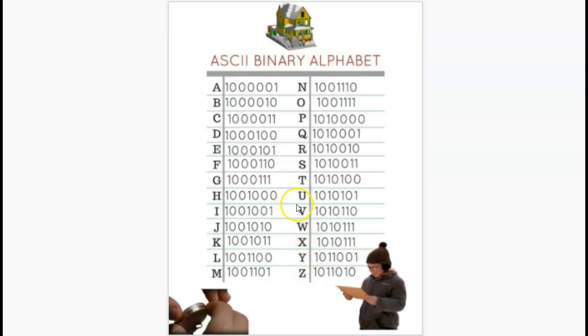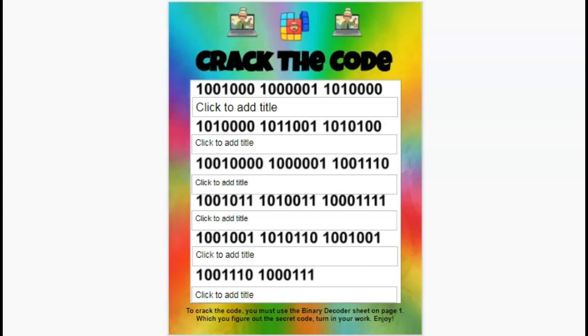So you're going to take this paper, this is going to be our secret decoder, and you're going to crack the code. So I have some binary code here with some spaces, and what you have to do is use that other piece of paper and crack the code. To crack the code, you must use the binary decoder sheet on page 1, which when you figure out the secret code, turn in your work.